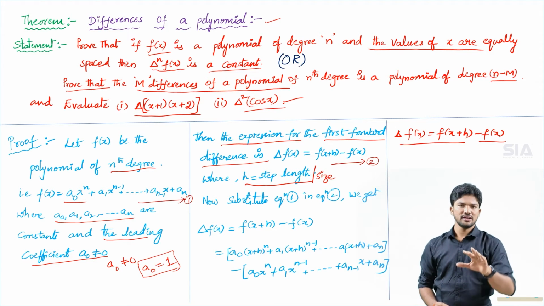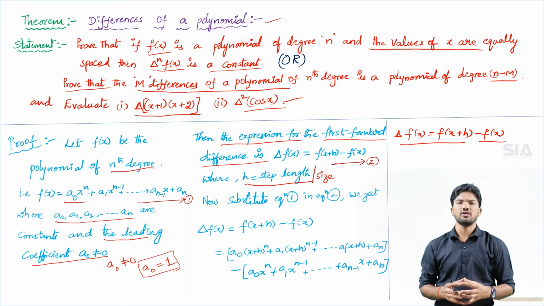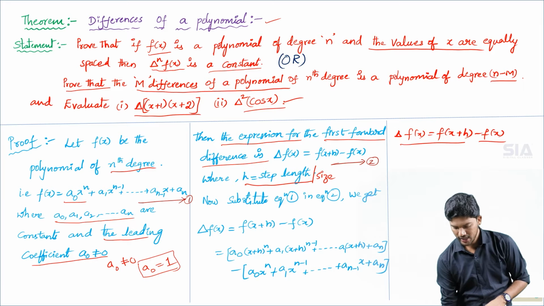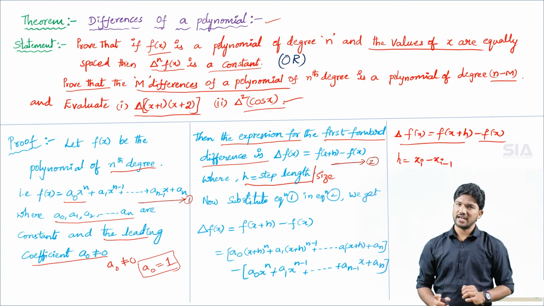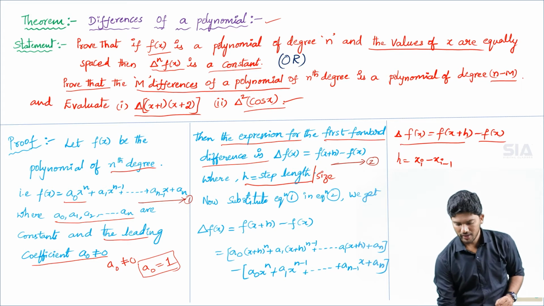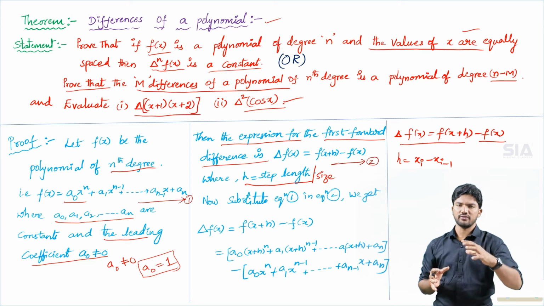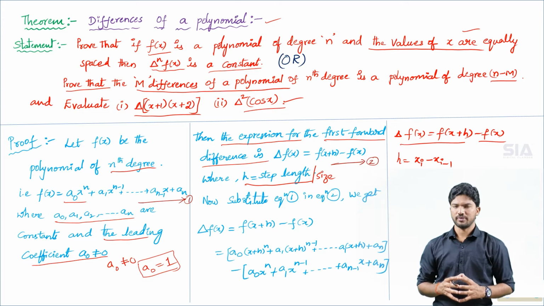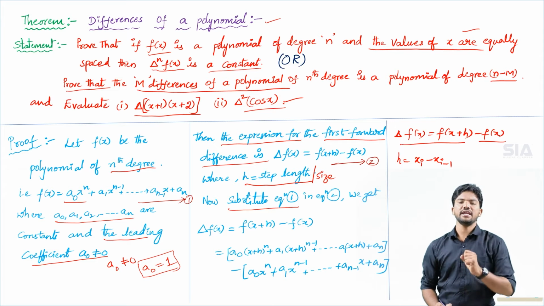Step size is nothing but the subtraction value of any two x values. The subtraction value of two consecutive x values is called small h. Here small h you can obtain as xi minus xi minus 1. From the statement clearly we have x values equally spaced. So for each and every small x value you will get the same small h value only. Now substitute equation number 1 in equation number 2.